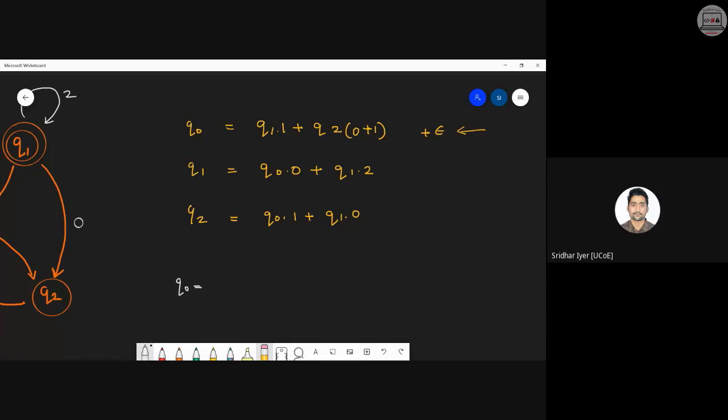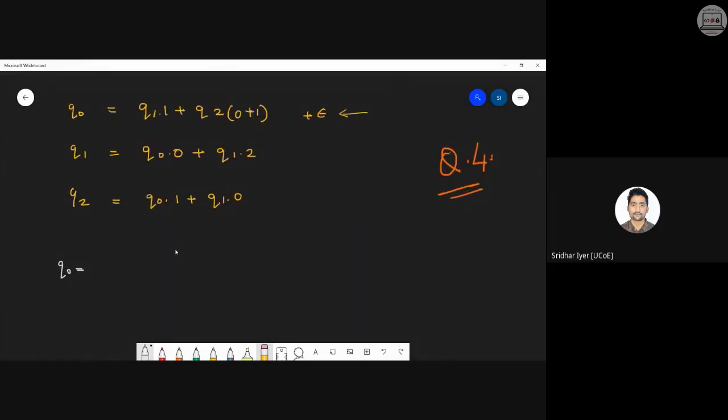So how to solve it? Can we put equation 3 in equation 1? Can we put this equation 3, the Q2 value, in equation 1? Can I do so?